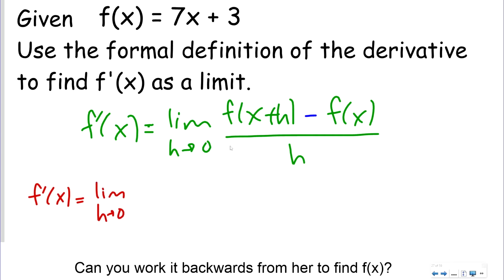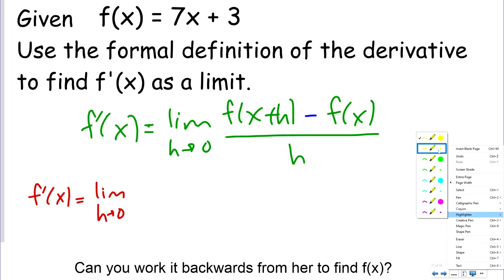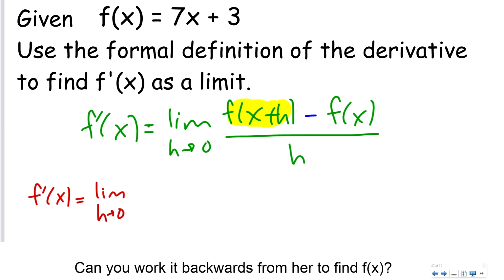And where there's now this f of x plus h, everywhere there's an x, I'm going to put in x plus h. So right here is the x, so this will be 7 times x plus h, plus 3. Now don't forget the 3. It didn't have an x, but that doesn't mean it's not part of the f of x. You write down your whole f of x, and wherever there's an x, you're going to put in x plus h. Then you need to subtract f of x.